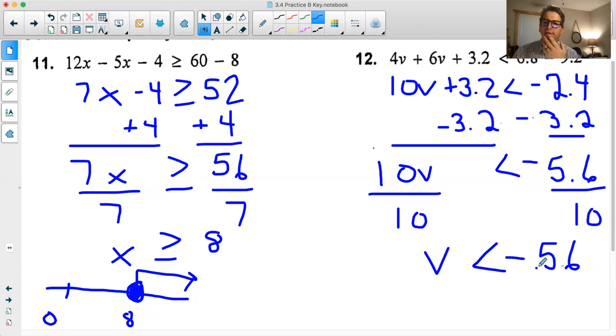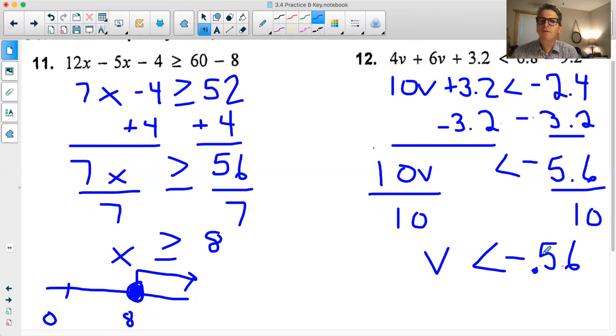Or is it 0.56? I went the wrong way. Yeah, 0.56. So V's got to be less than negative 0.56. It's getting late in the day, and sometimes I start to make quick answers on things. 5.6 divided by 10 is 0.56.